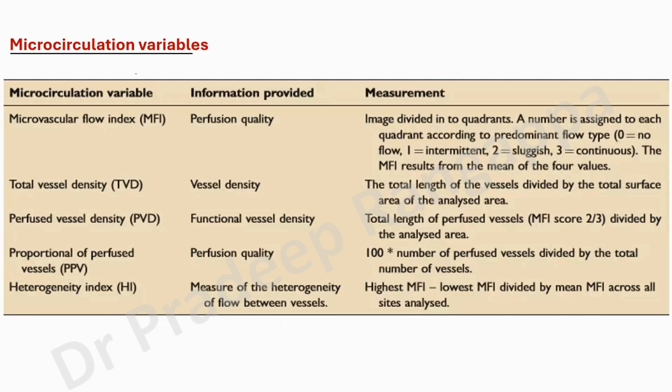And these are all the different measures that they took in the studies with regards to microcirculatory flow index. So this is just to indicate the type of formulas and the processes they put in place to calculate microcirculatory flow index, total vessel density, perfused vessel density, proportion of perfused vessels and heterogeneity index.